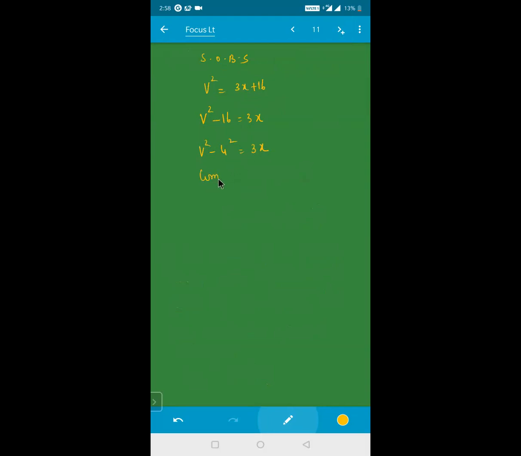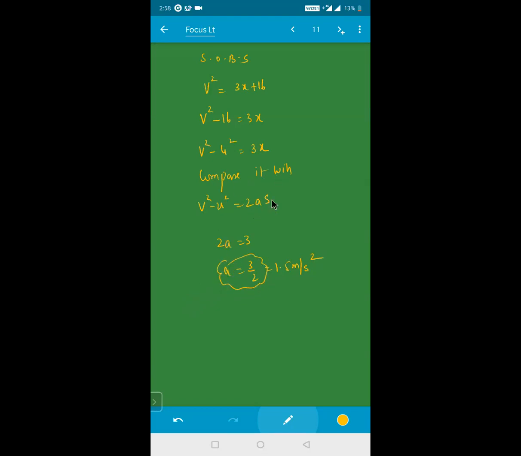Now what can I do? I can compare it with v square minus u square equals 2a into s. So 2a will be equal to how much? s is nothing but x, so 2a equals 3. So acceleration is 3 by 2, that means 1.5 meter per second square. Is it clear for everyone?